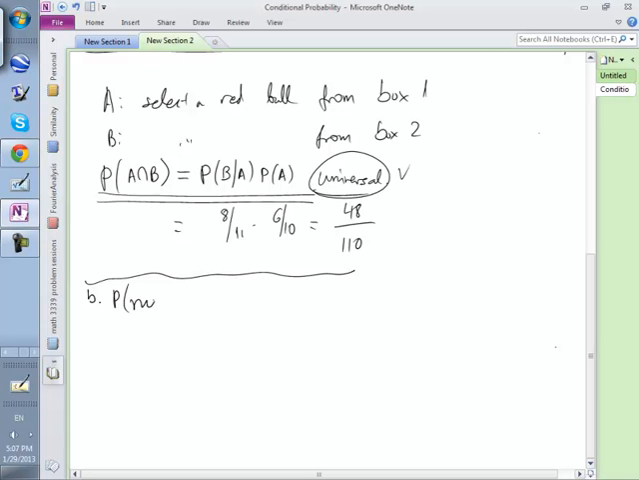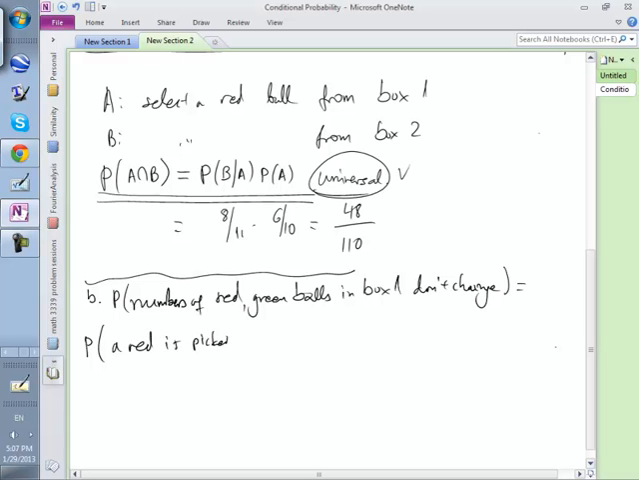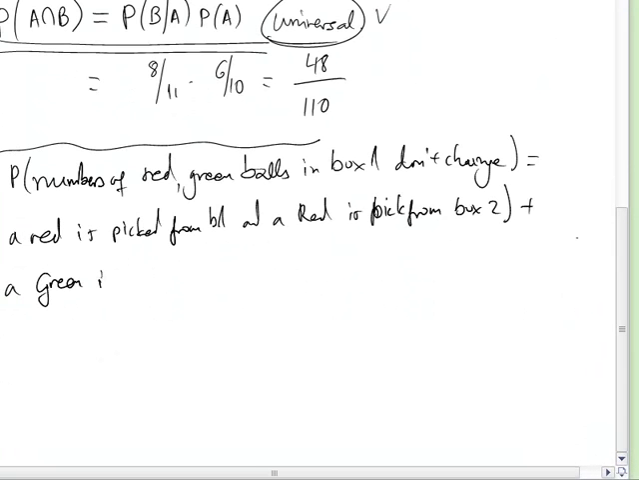The probability that the numbers of red, green balls in box 1 don't change is equal to the sum of the probabilities that a red is picked from box 1 and a red is picked from box 2, plus the probability that a green ball is picked from box 1 and a green is picked from box 2.